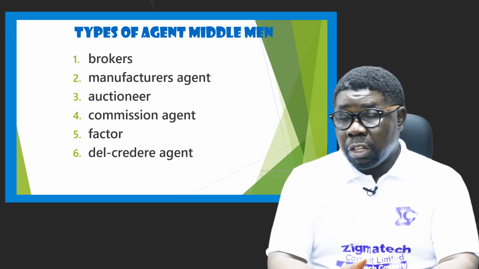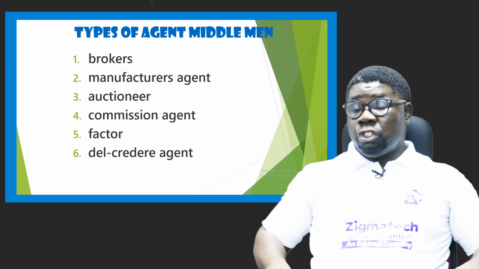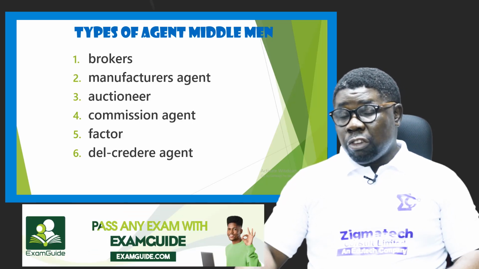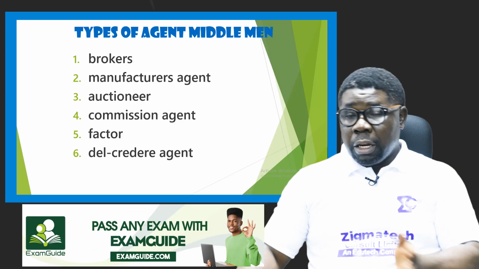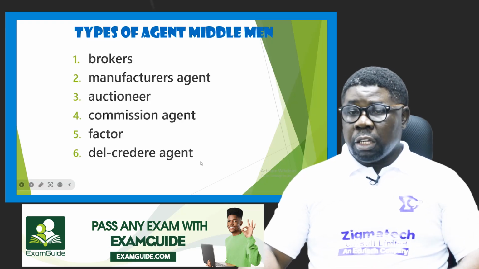So these are another form of what? Agent middlemen that we have. So these people are actually dealing with brokerage. They, the brokers, deal between the principal and the customer, all right, or the third party. So yes, this is the name you use.